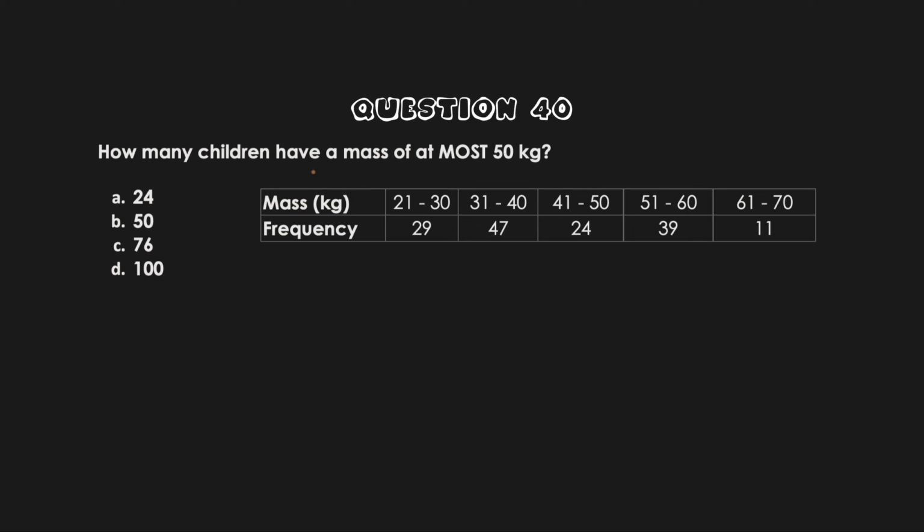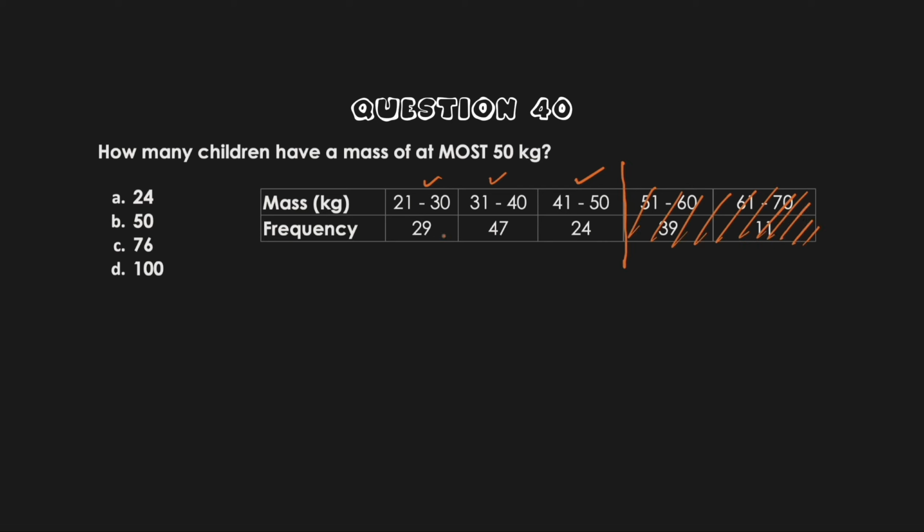So this says how many children have a mass of at most 50 kilograms. So we're looking at most, so nothing more than 50. So we have masses here going from 21 to 30, 31 to 40. These are still under 50, 41 to 50, which includes the 50 that we are looking at. So therefore, we don't want this 51 to 60, neither 61 to 70. So our cutoff is right here.